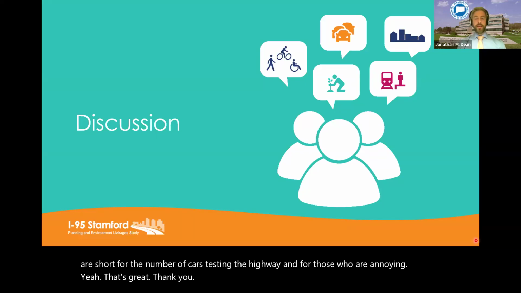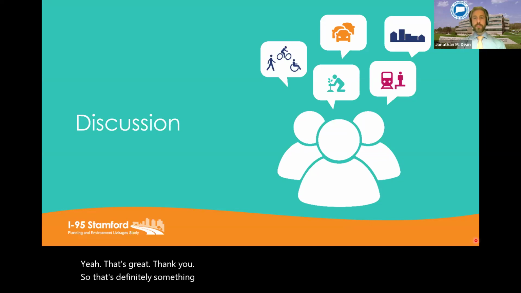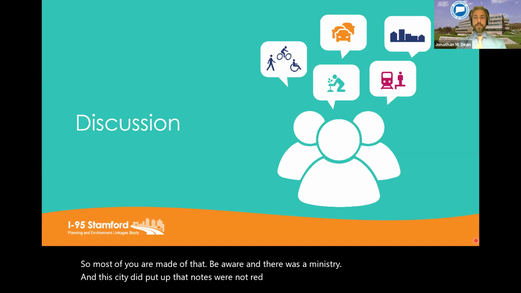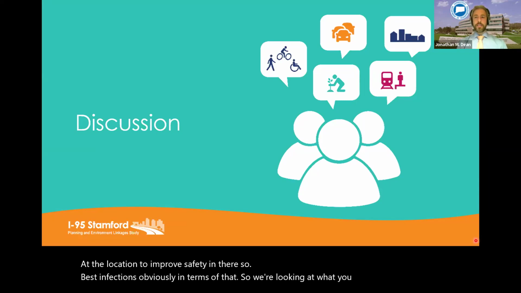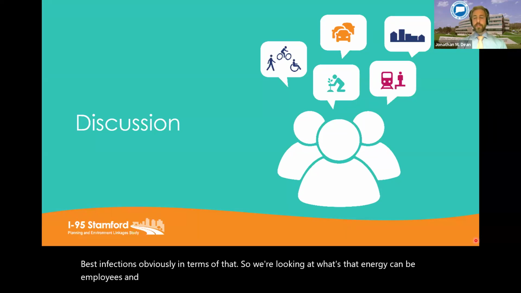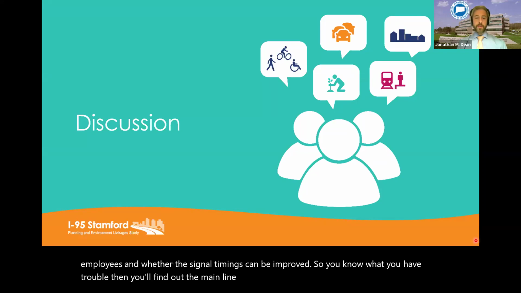That's definitely something that we're looking at very closely. For those of you who may not be aware, there was a pedestrian fatality at the intersection, and the city did put up that no turn on red sign at that location to improve safety there. So, best intentions, obviously. We're looking at ways that interchange can be improved, and whether the signal timings can be improved. When you have traffic backing up onto the main line, that's something that we try to avoid.